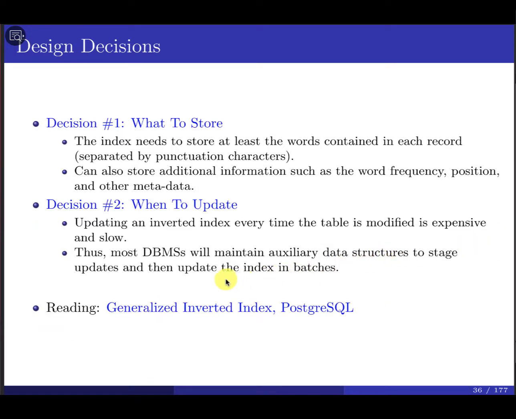So maybe in general, we say additional information, maybe it's going to be word frequency, the exact position, and maybe other metadata. So that's what we decide.